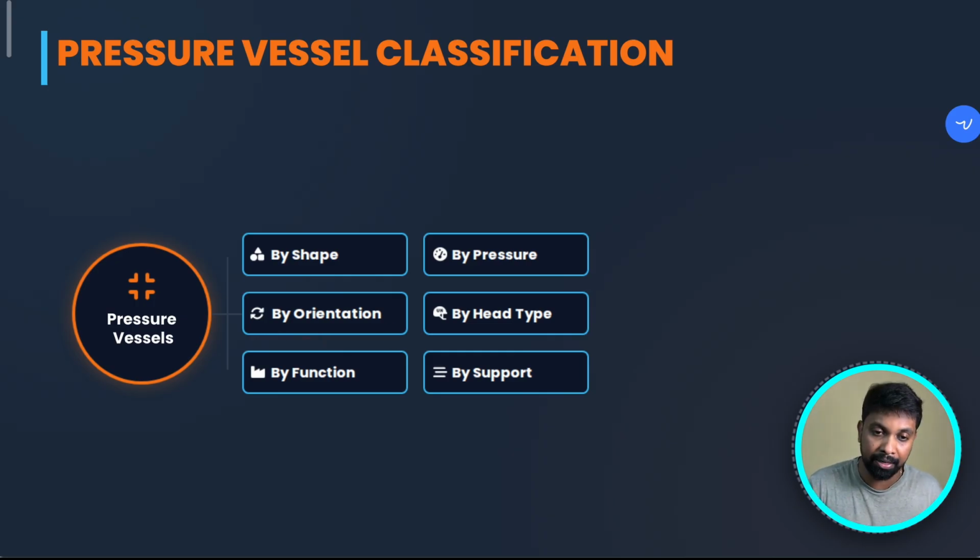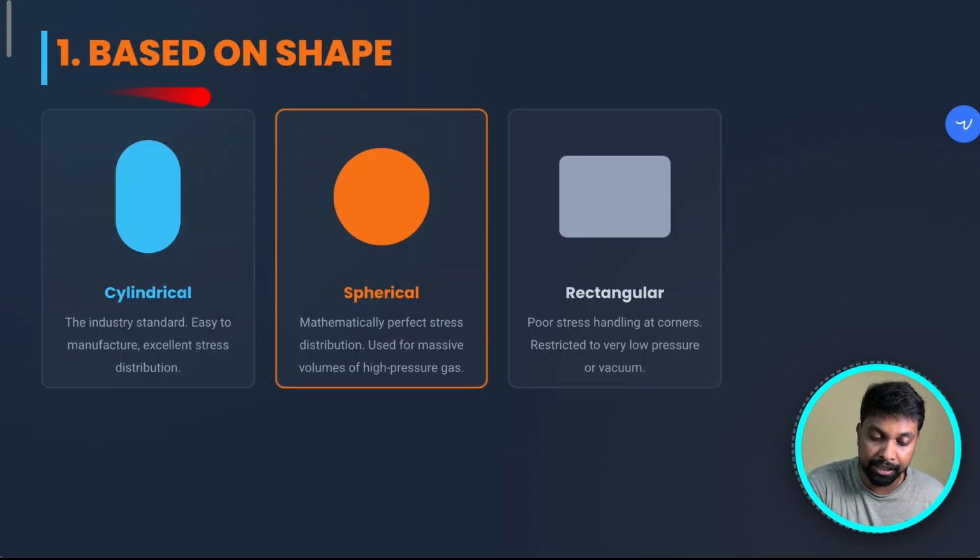By orientation, the vessel is going to be different, and we use different types of supports. By head type, as I already told. By function, we also use different types of pressure vessels. For example, if you want to mix or have a reaction, we'll use reactors. And by supports, as I already told, we will see this one by one in detail.